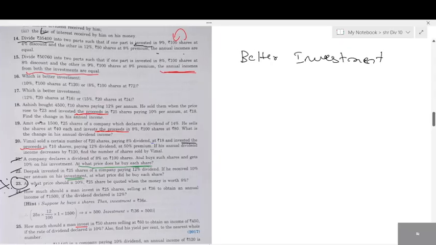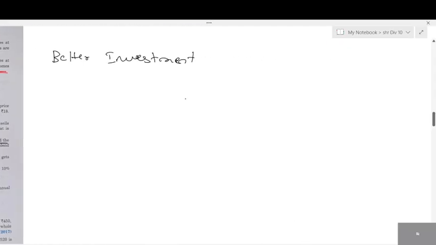Okay, before starting this better investment topic, in terms of business, students, we call it investment. In terms of business, we call it investment. Okay, which is better?